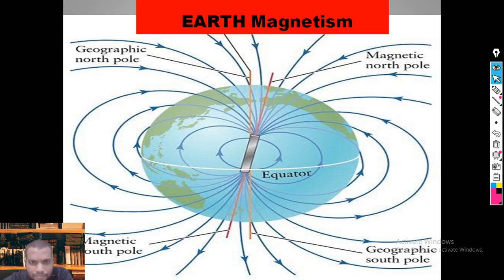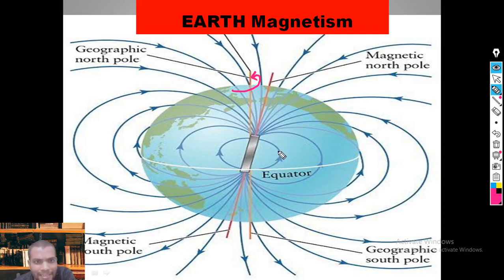Here you can see, first, let me discuss the Earth's geographic axis. What is the geographic axis? The axis about which the Earth rotates is known as its geographic axis. Suppose I take this as the Earth's geographic axis.